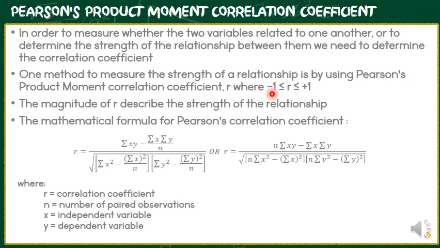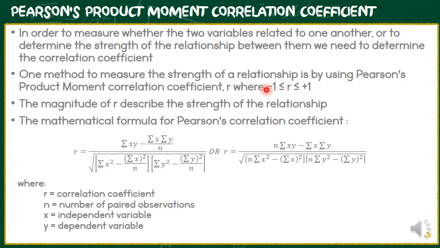Nilai R tak boleh lebih kecil daripada negative 1, and it cannot be more than positive 1. Awak kira R dapat 10, confirm salah. Awak kira R dapat negative 5, confirm salah. Awak punya R must between negative 1 to 1. And the magnitude of R describe the strength. Lagi besar nilai R ini, kalau 1 means strength dia lagi kuat daripada 0.5. Okay, so magnitude of R describe the strength.